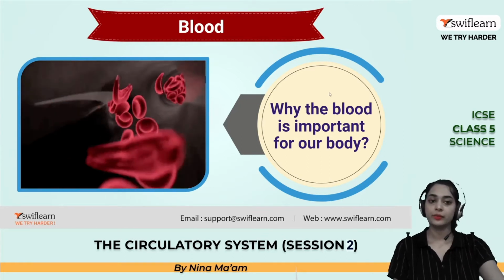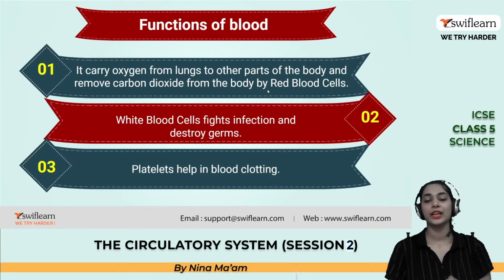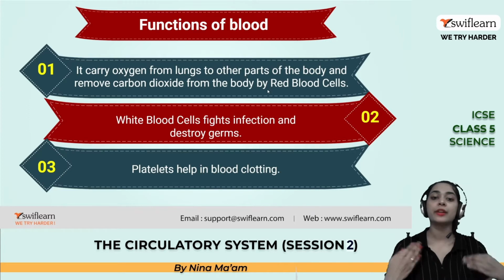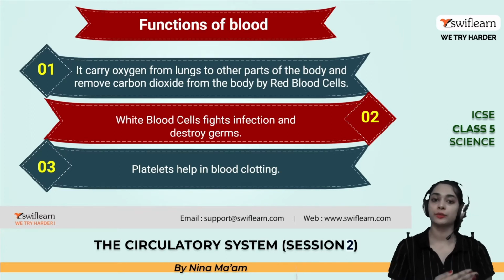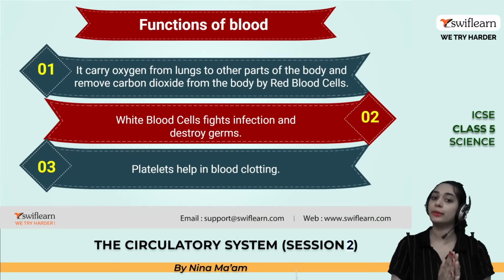Now let's look at the functions of the blood. Function 1: the red blood cells carry oxygen from the lungs to other parts of the body and remove the carbon dioxide, which is not required for body functioning, so we have to eliminate it from the body.